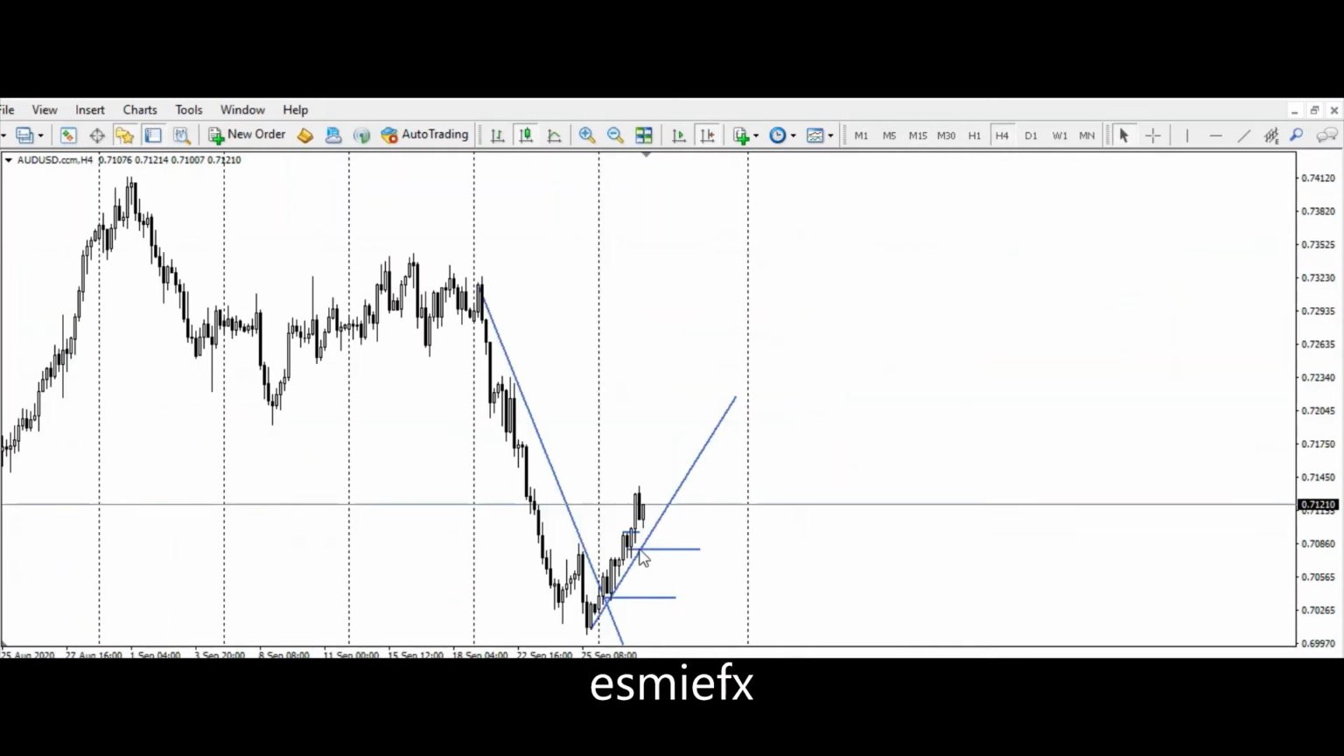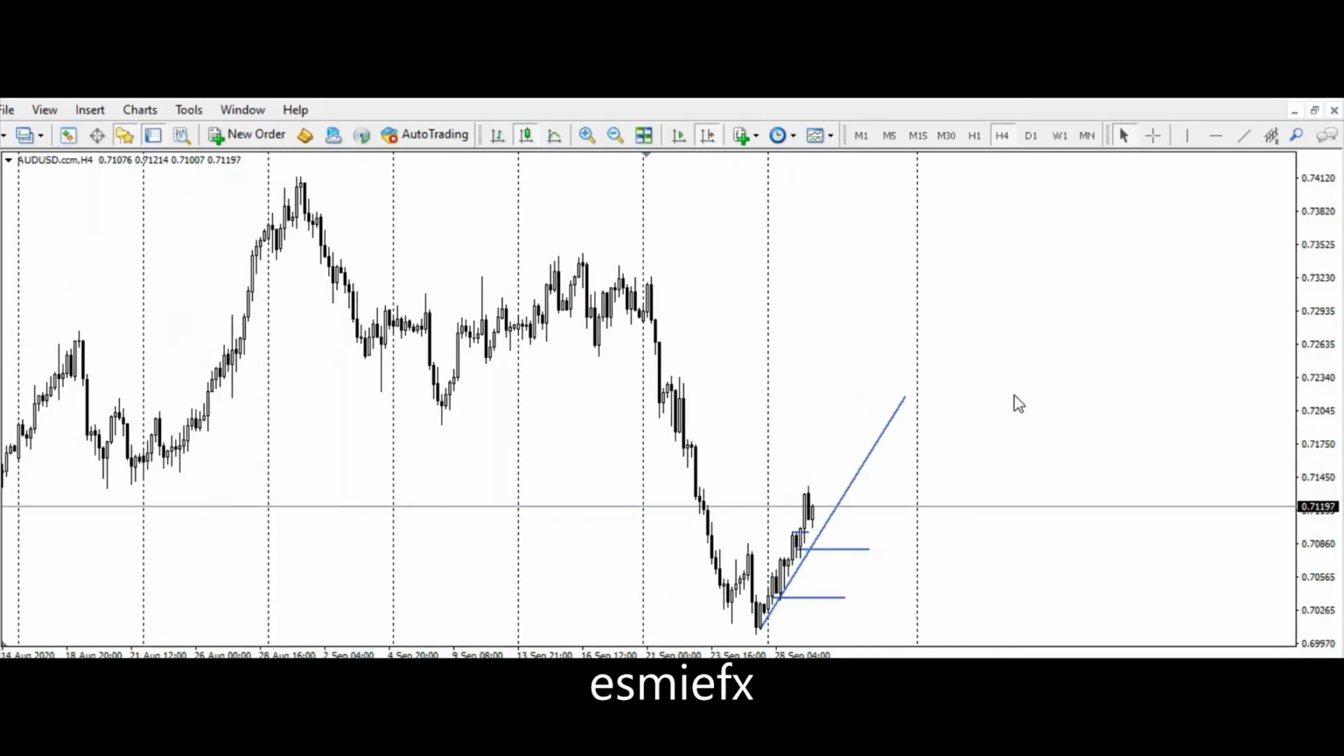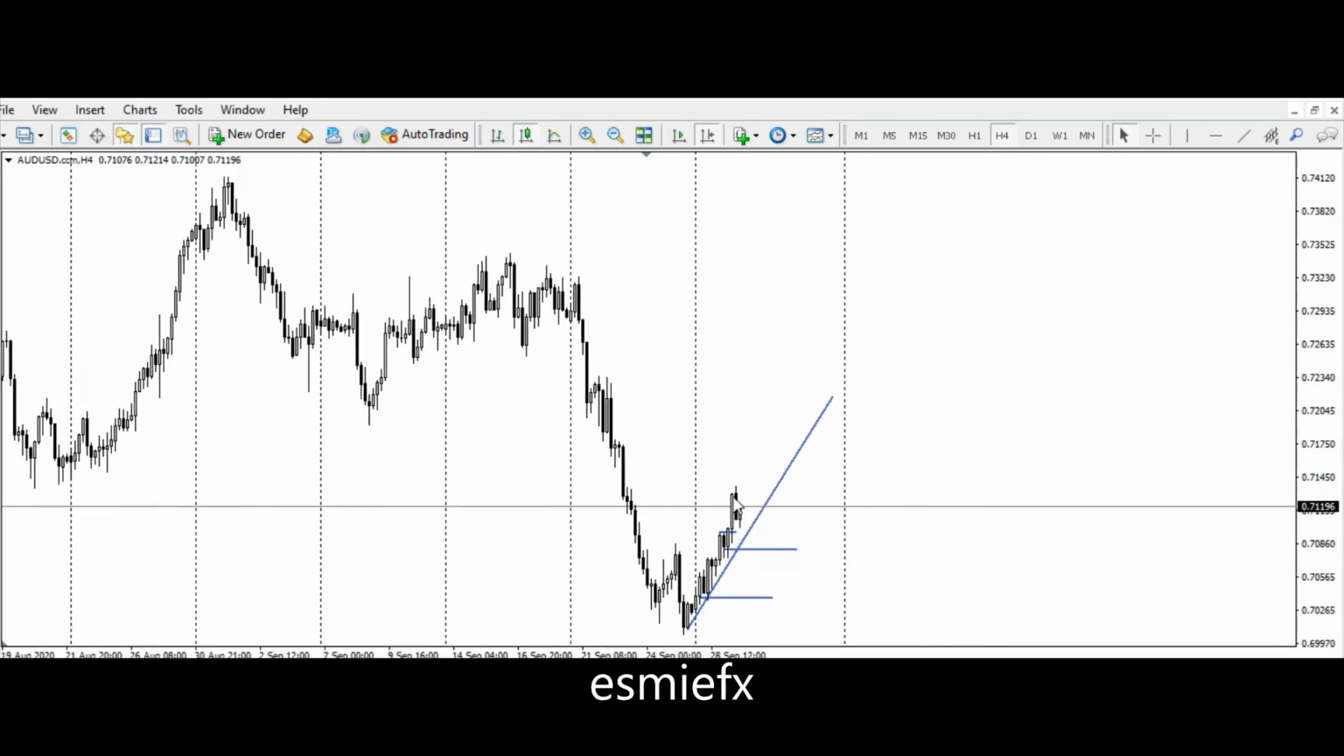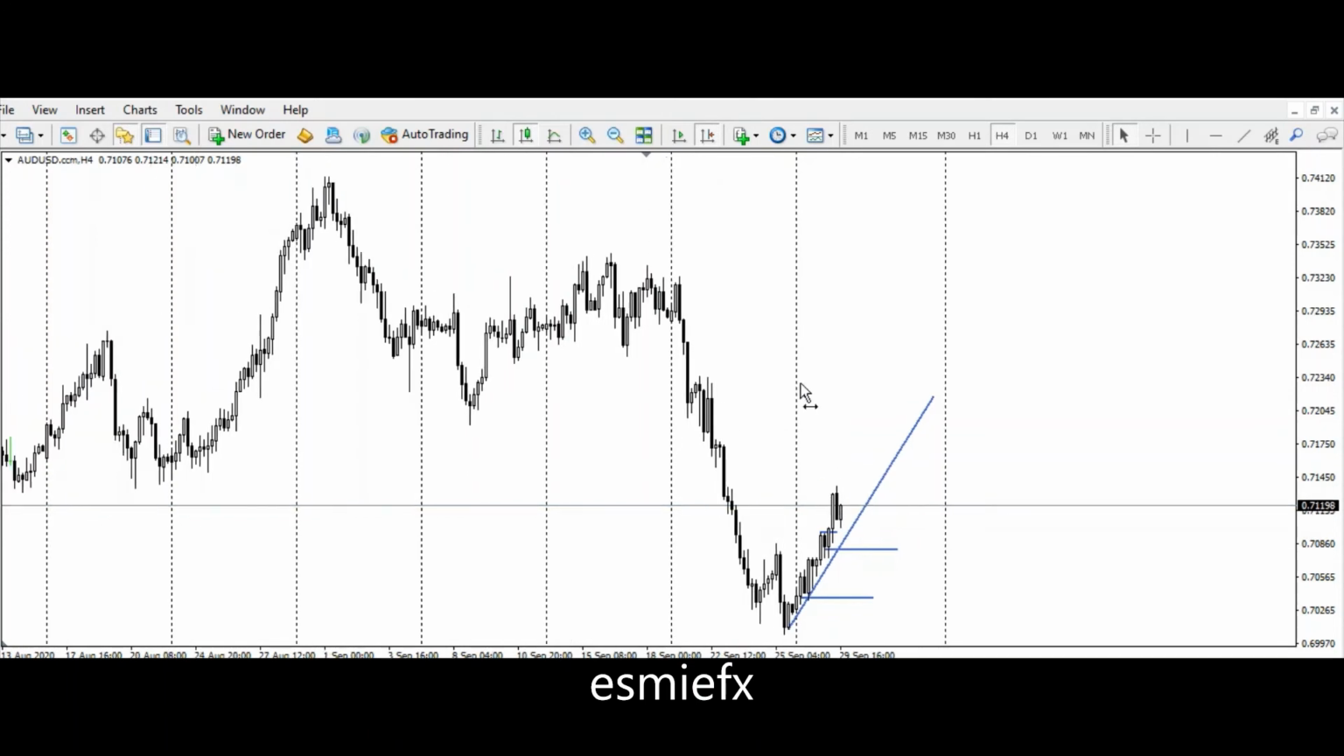So I've drawn the trend line this side. I have to remove this away. So until this trend line breaks, it's a buy for me. And this is going very sharp. Don't like the way it moves. Anyway, so that is Aussie.